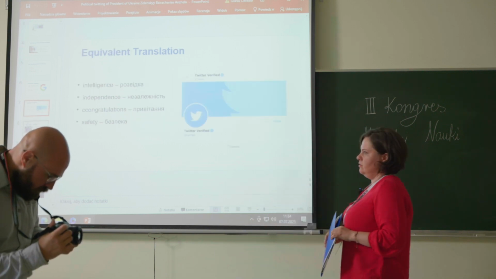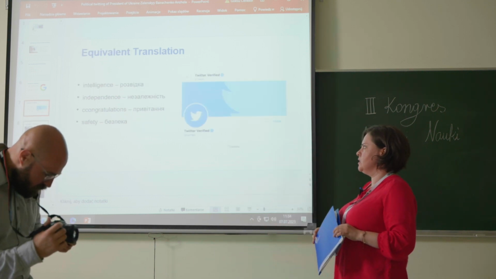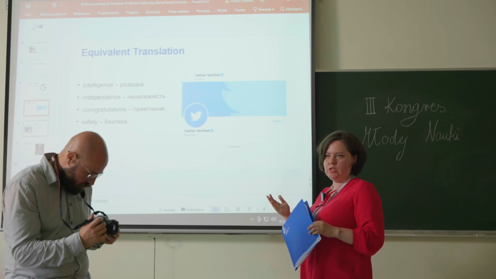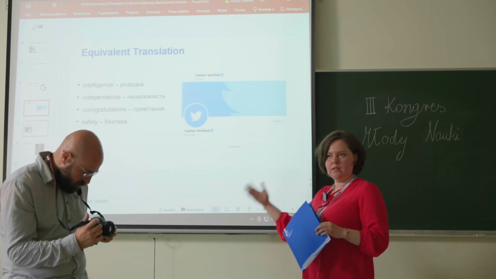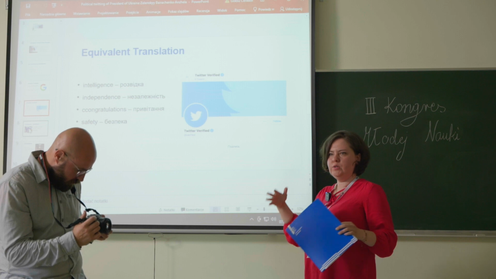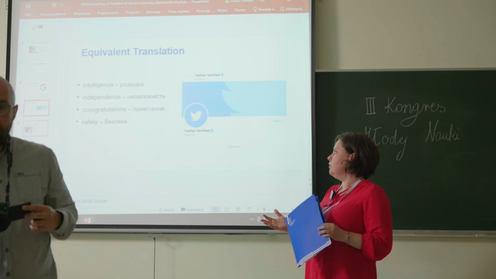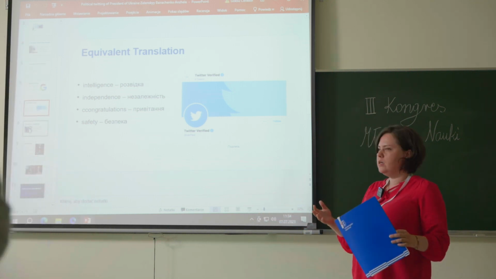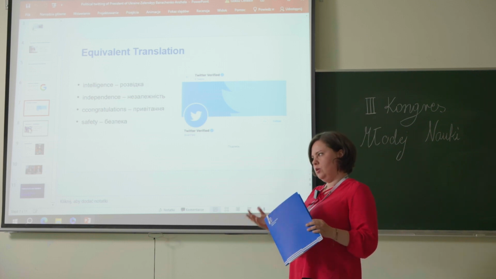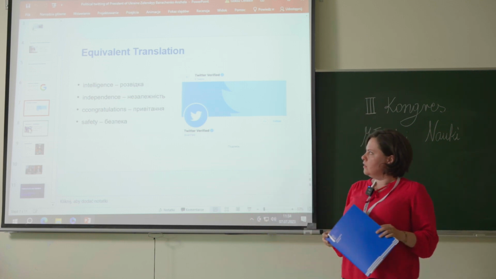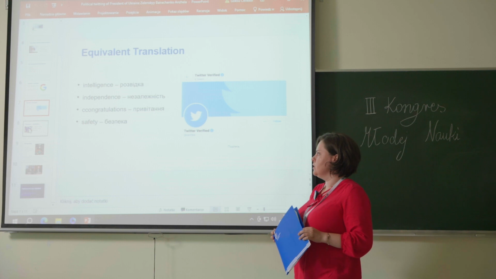And what is used then? So we have the equivalent translation. This is a very nice situation when we have words that exist in English and in Ukrainian, and we can use them. Just to make an equivalent, sometimes this equivalent is longer, sometimes it is shorter, but it's still okay. So like the examples you can see on the screen.